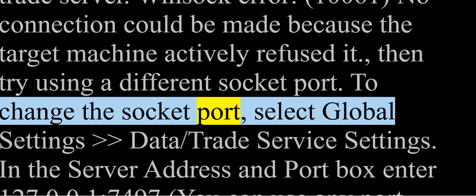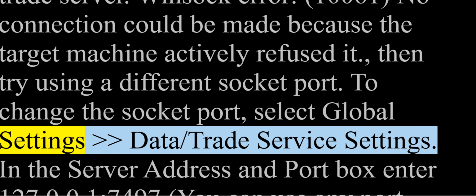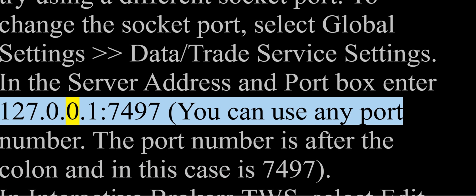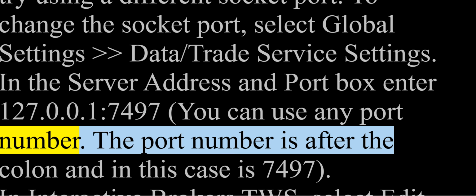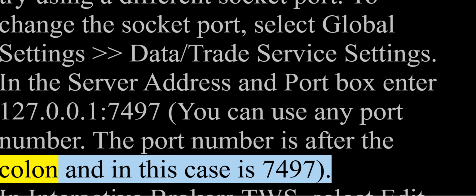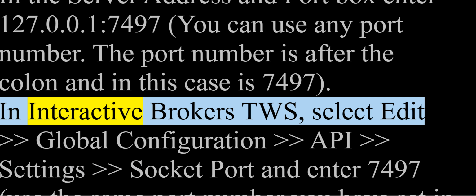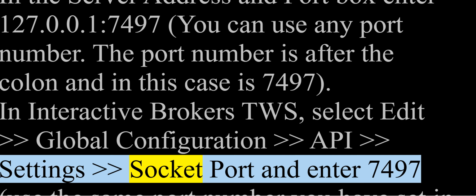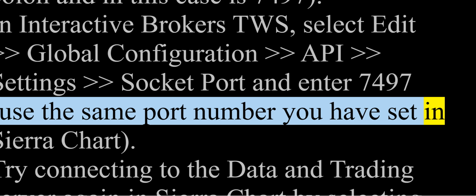To change the socket port, select Global Settings, Data/Trade Service Settings. In the Server Address and Port box, enter 127.0.0.1:7497. You can use any port number. The port number is after the colon and in this case is 7497. In Interactive Brokers TWS, select Edit, Global Configuration, API, Settings, Socket Port and enter 7497. Use the same port number you have set in Sierra Chart.